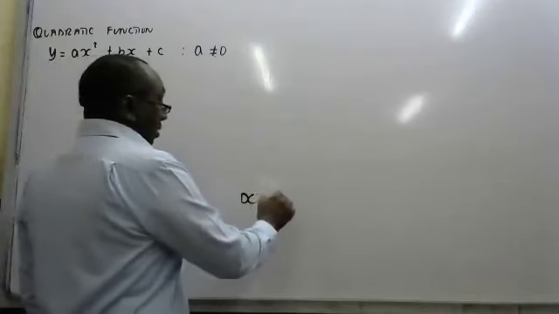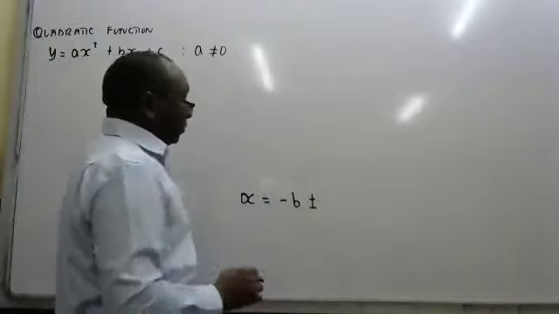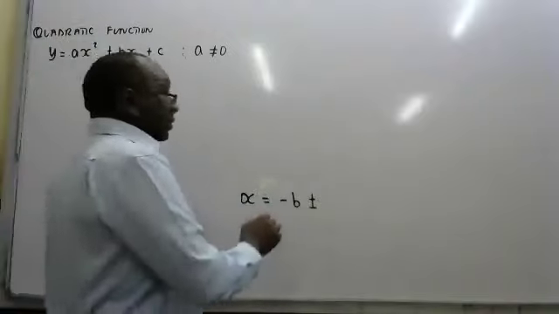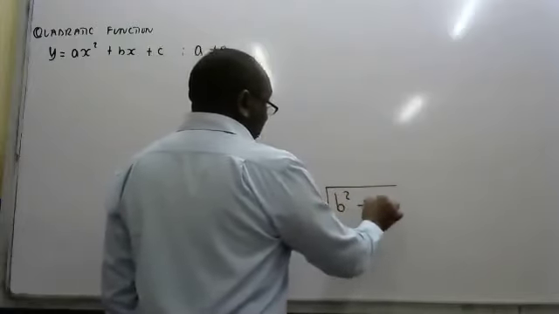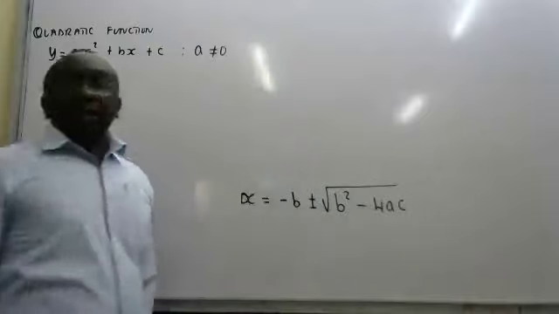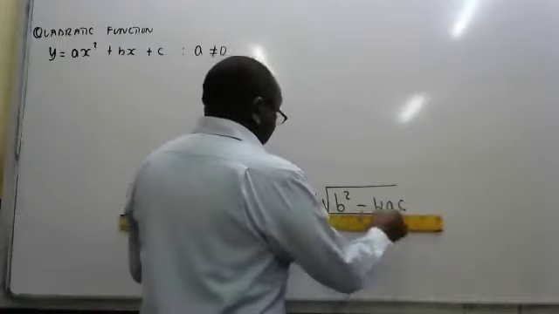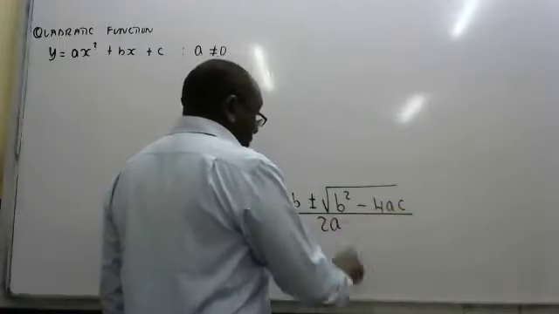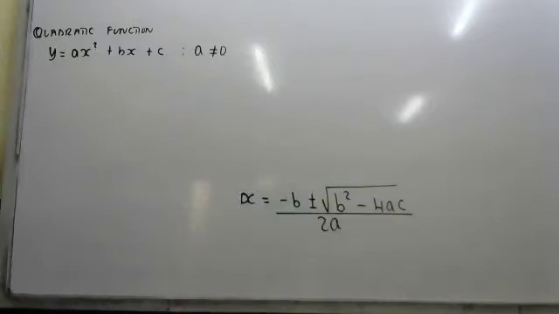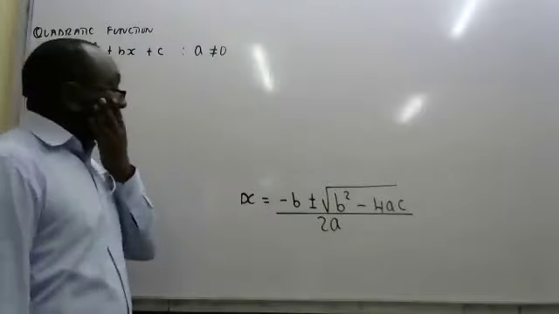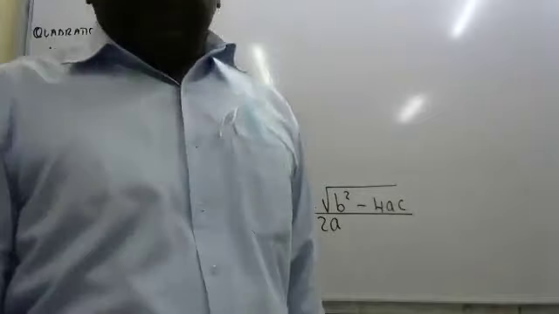X is equal to what? Minus b, plus or minus the square root of what? B squared minus 4ac. You divide all this by what? 2a. Very good. See, you have not forgotten mathematics from high school. So that is the quadratic formula.